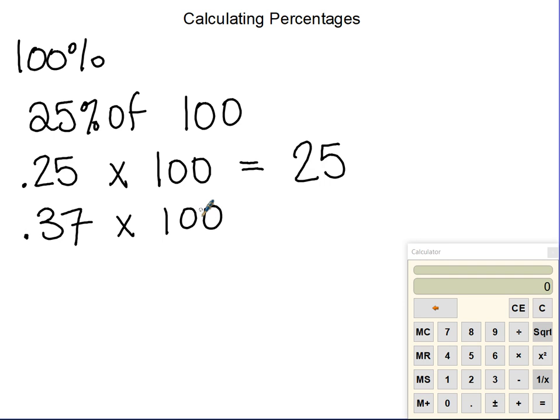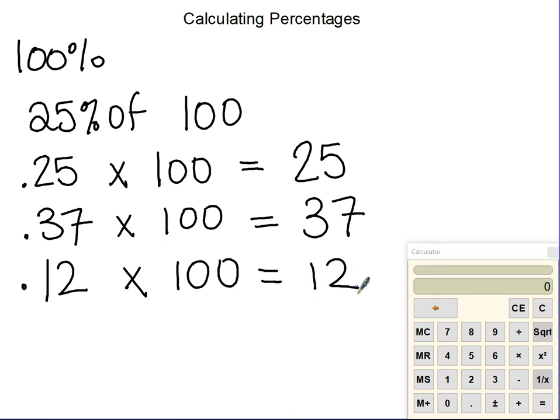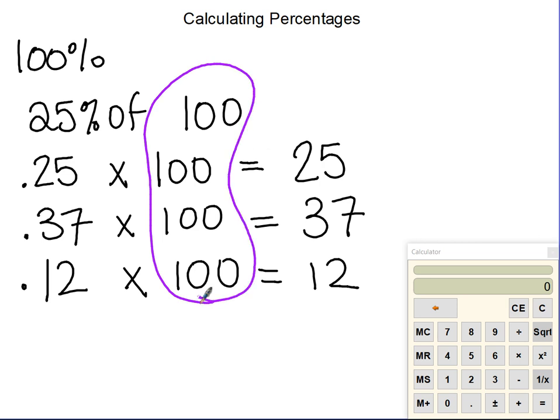If we wanted 37% of 100, it would be 37. Do we want to find 12% of 100? It's 12. You should notice a pattern here. When we are finding percentages of 100, the decimal is always the same as the percentage number, these two numbers will always be the same.